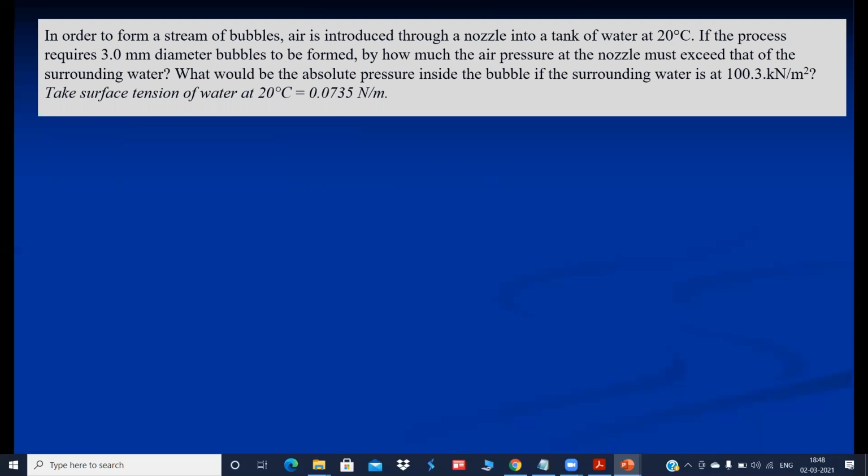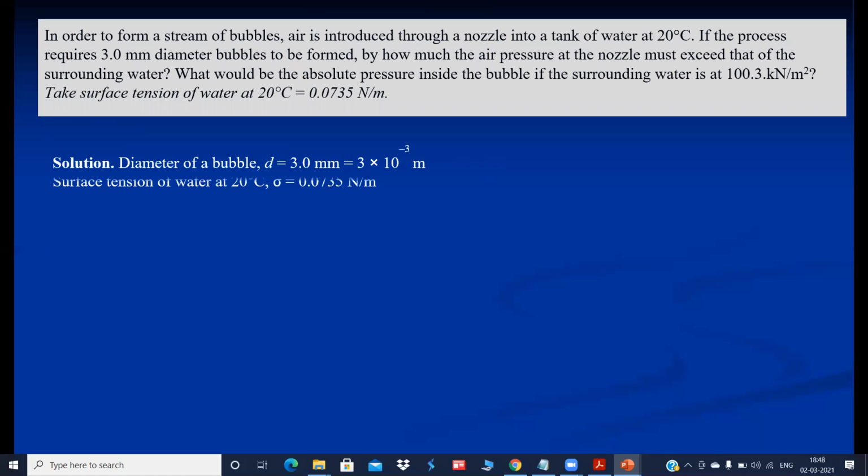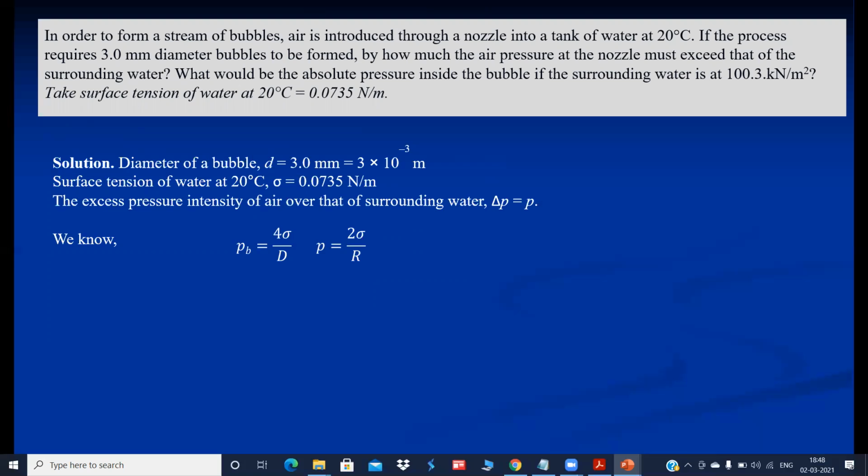Surface tension value is given. The diameter of the bubble is 3 mm. Then the surface tension of water at 20 degrees Celsius is given. The excess pressure intensity of air over that of the surrounding water is P, that is, delta P is equal to P. So that P we can calculate by using again the expression, because this bubble is formed inside the water body. So again the expression of a liquid droplet is to be used.